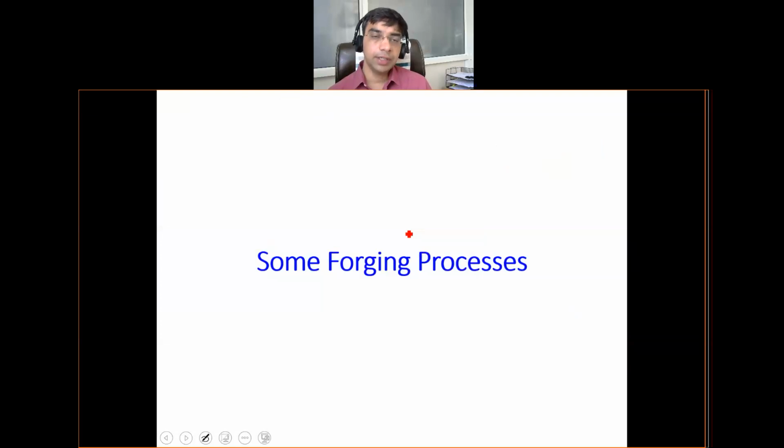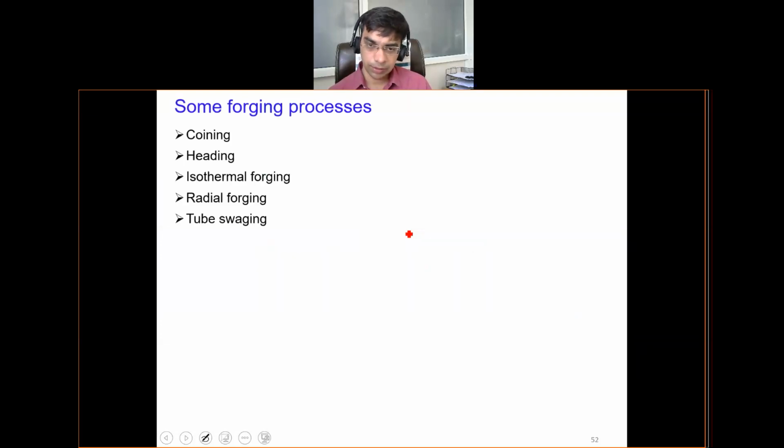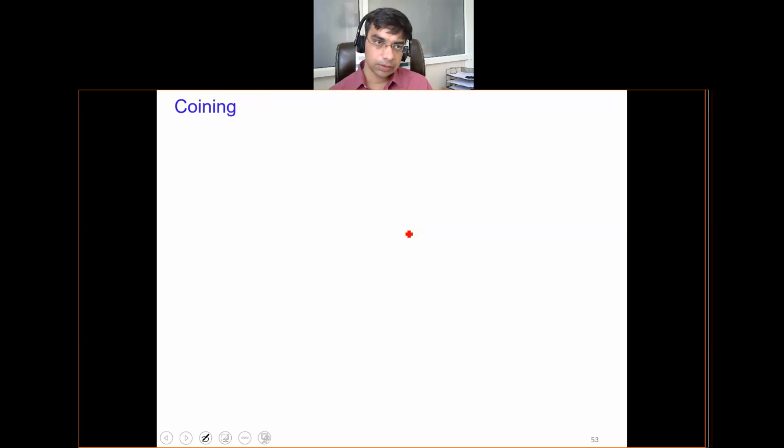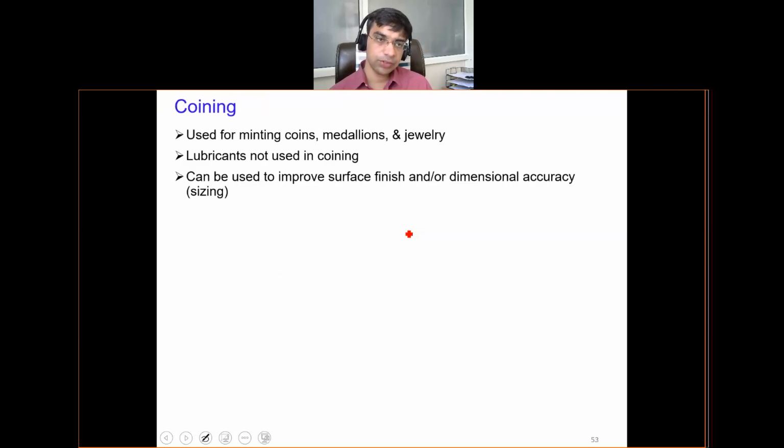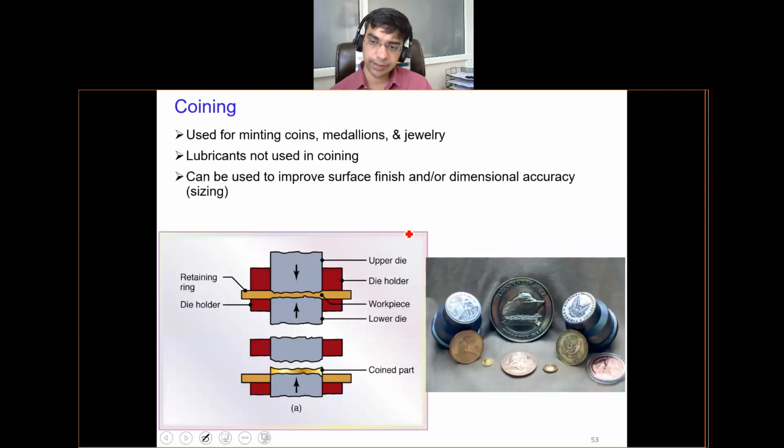Now we will just quickly go through some examples of forging process. Beyond all those things, forging is used in other ways also. Like the first process is coining. All the coins which you see are minted using this coining process, which is an example of a forging process in which you have a workpiece and the die. This die has the shape which is then replicated on the coins.